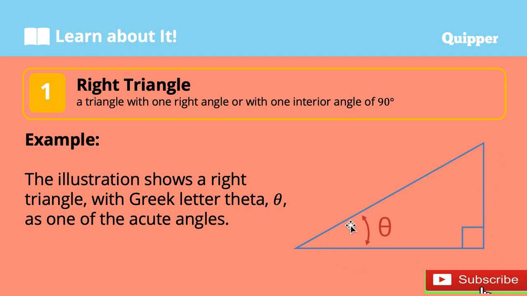And these two acute angles can have this Greek letter theta. If our Greek letter theta is in here, it means that the focus or the viewpoint is in this angle. And if the Greek letter theta is in here, it means that the focus is in this angle.